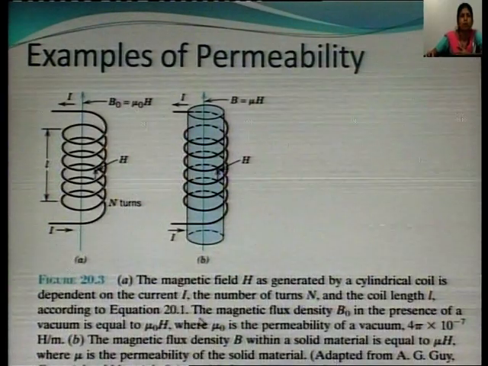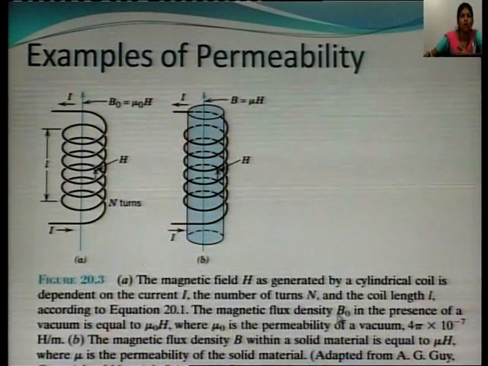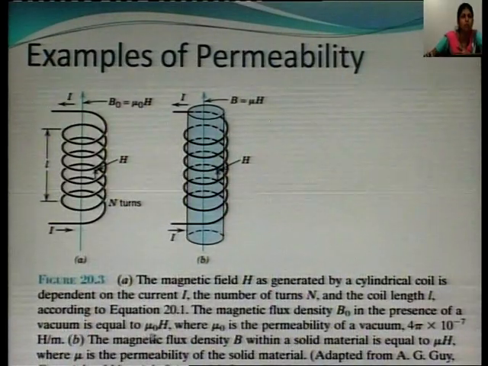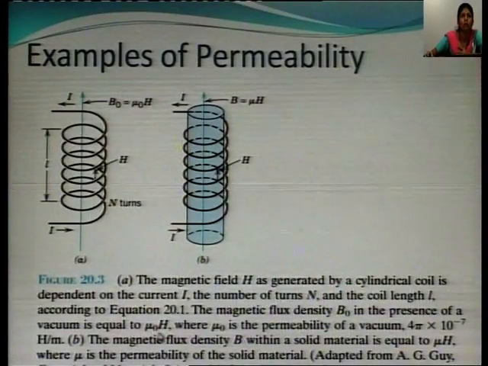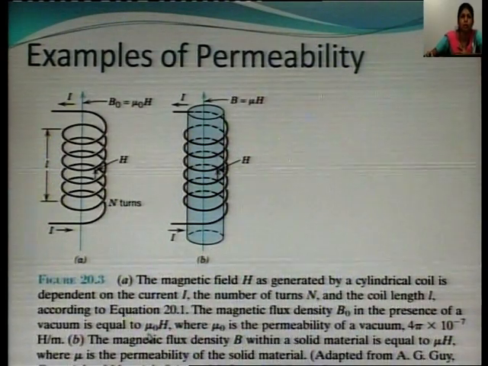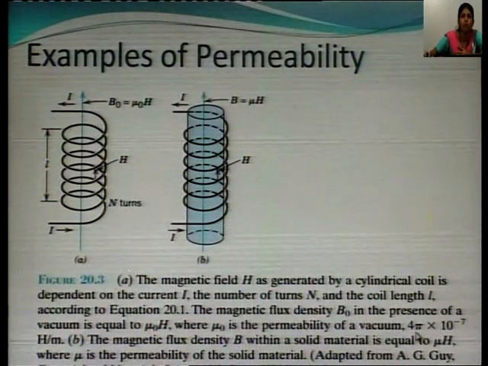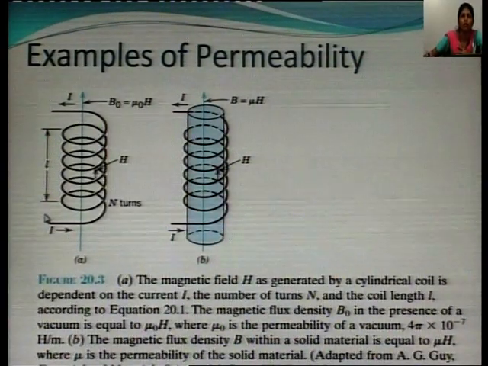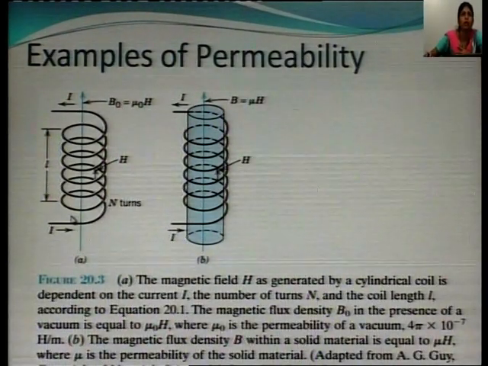Now, the magnetic flux density B naught in the presence of vacuum is equal to mu naught H, because this is a hollow cylinder. So, here we have taken the permeability mu naught, the permeability of a vacuum. This is mu naught H, where mu naught is the permeability of vacuum, which is equal to 4 pi into 10 raised to power minus 7, where H is the magnetic field intensity and it is equal to number of turns multiplied by the current.